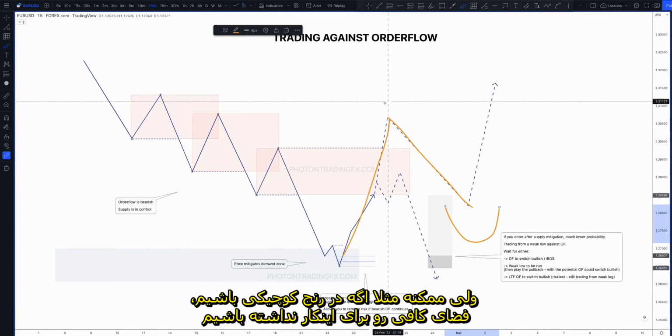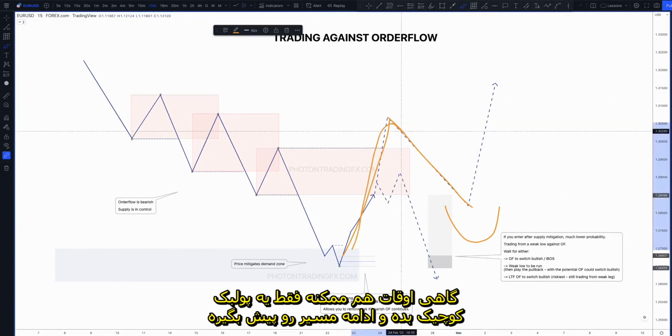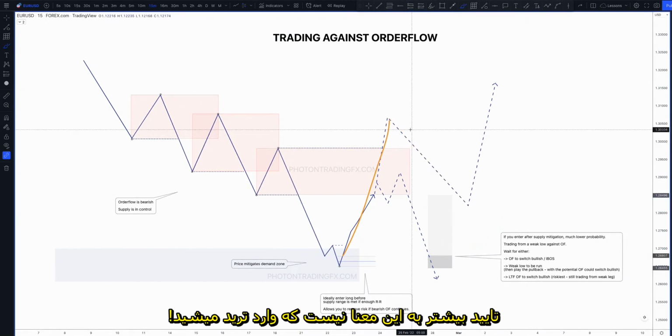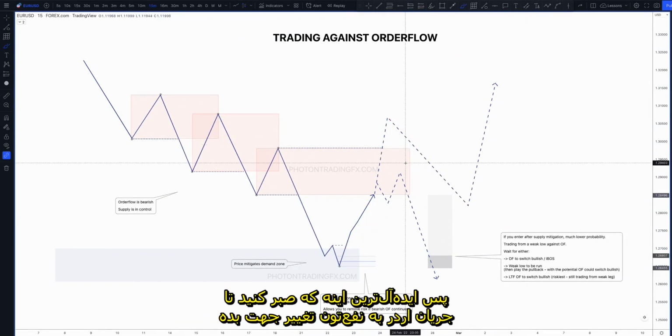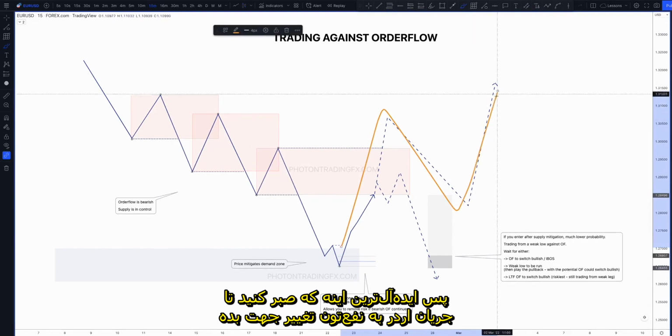But obviously sometimes if we're working within a smaller range, there might not be enough room. Sometimes it can have a little pullback and it can just go and we don't get in, etc., right? More confirmation doesn't always mean you're going to get in the trade. Okay, so that's going to be the most ideal, is you wait for order flow to shift on your side.